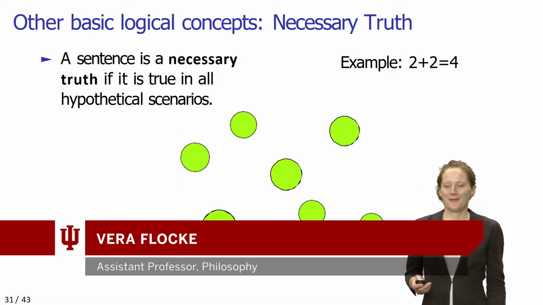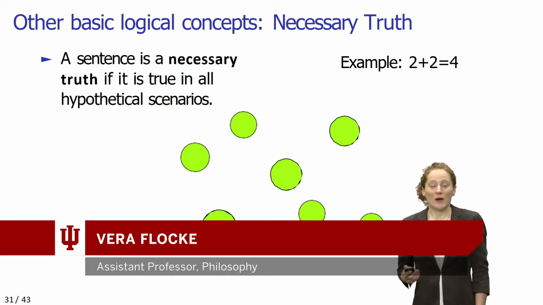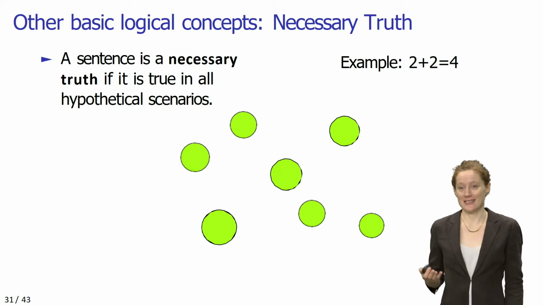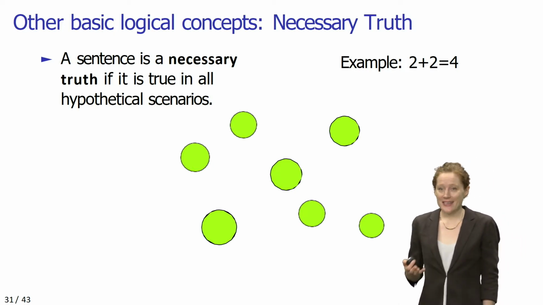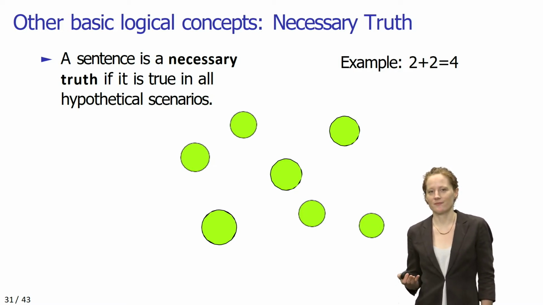Let's talk about a few more important basic logical concepts. One concept of central interest to logicians is that of a necessary truth. A sentence is a necessary truth if it is true in all hypothetical scenarios.